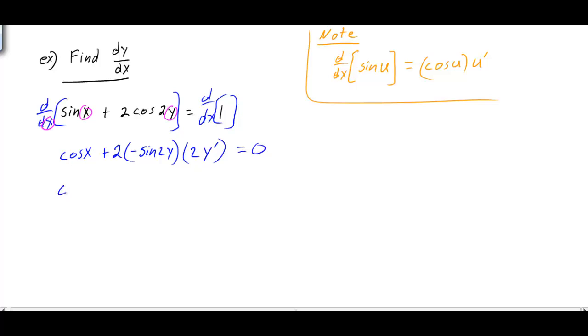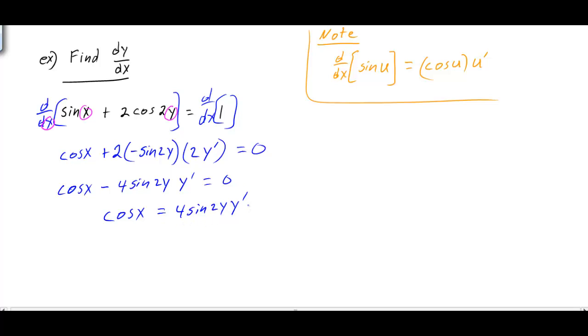So if we simplify here a little bit, we have cosine of x minus 4 sine 2y, y prime. Now remember, at this point we want to isolate our y prime. Because we have a negative 4 sine 2y, y prime, I'm going to move that to the other side, so we would have cosine of x equals 4 sine 2y, y prime.